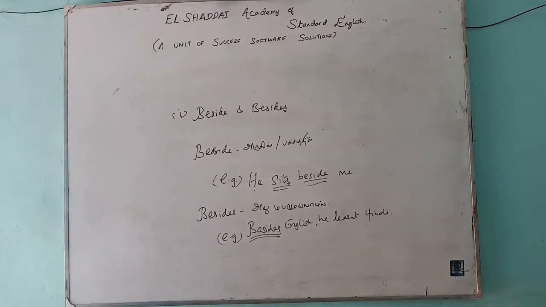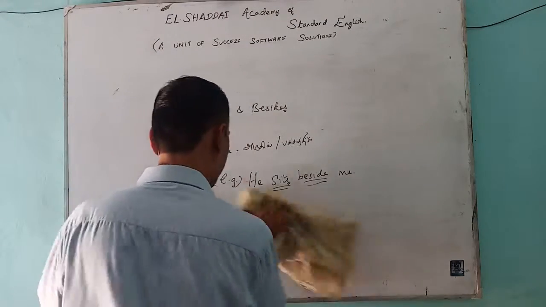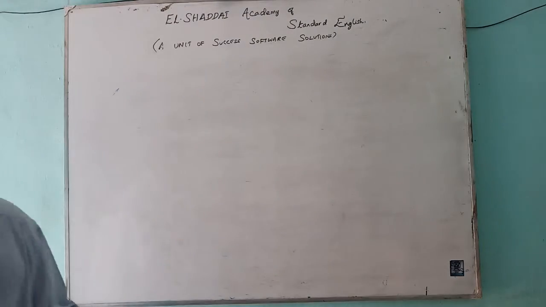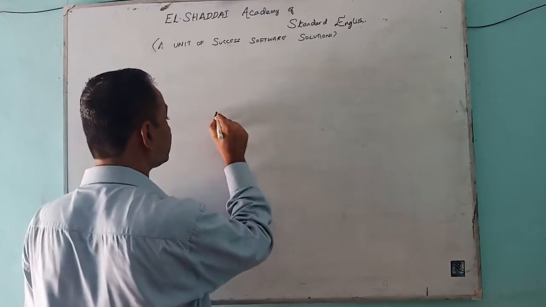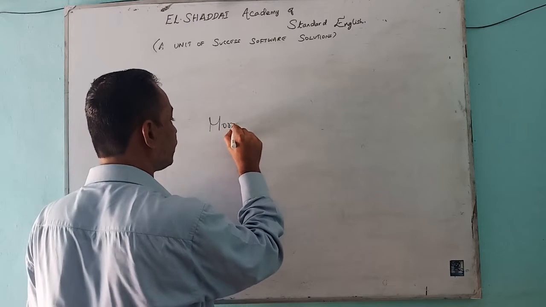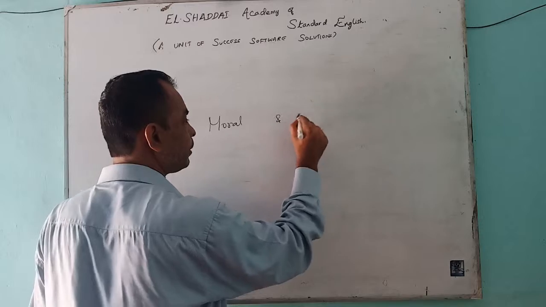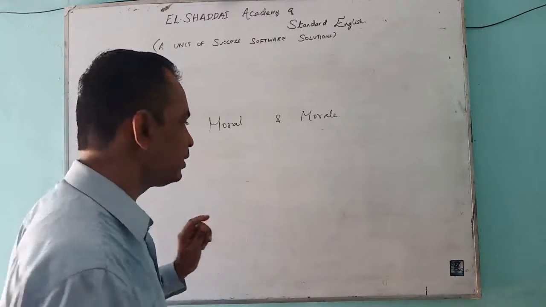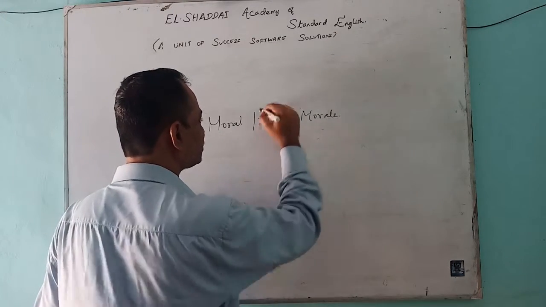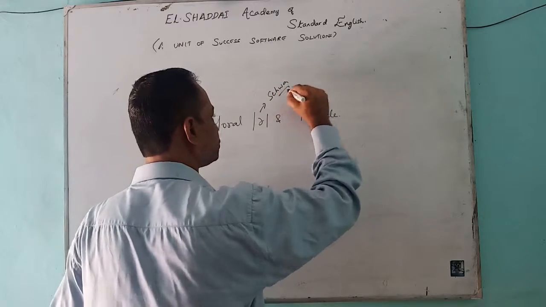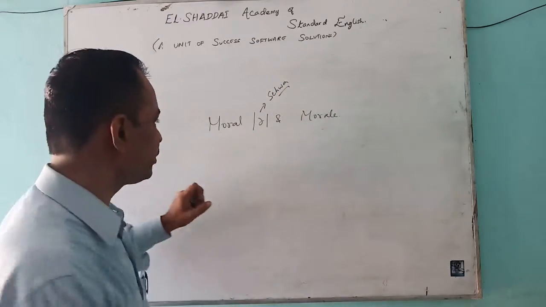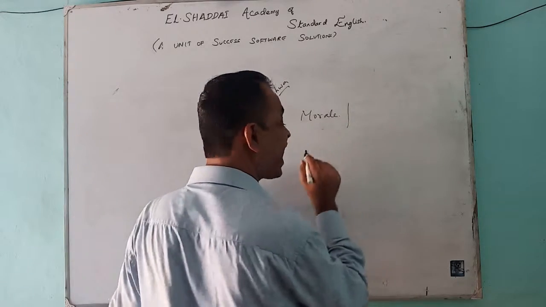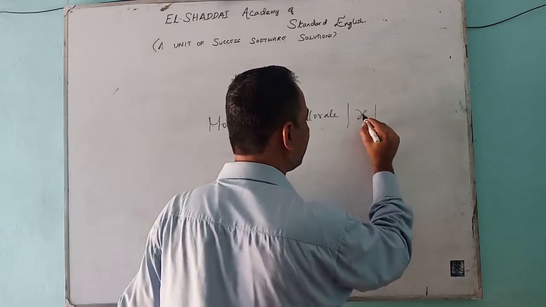The second one. The pronunciations may differ a little in the second word. So just listen carefully. Okay, got it? The second one is moral and morale. Moral has the small sound, which is the schwa sound in English. சரியா? ஸ்வா சவுண்ட். Clear? And morale, this is your a sound.